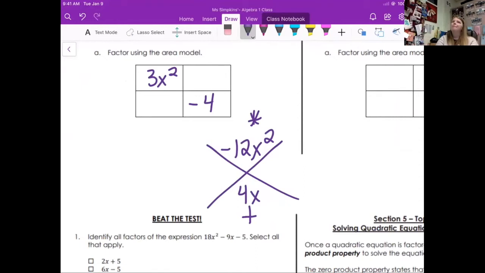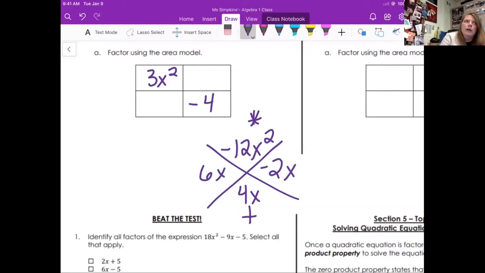I'm going to give you like a minute. Do not talk. Just think about the numbers, 2 numbers that multiply to get -12, and those same 2 numbers add to get 4x. Are you cool with me saying x? Okay. So 6x, -2x. If I multiply those together, I do get -12x squared. If I add those together, I get 4x. So we're going to use those 2 things and fill in the other 2 boxes.